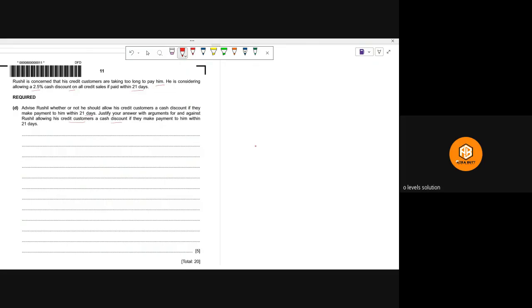So first of all, he should provide the cash discount, because then it will improve the cash flow to use within the business. Secondly, we can say that it may reduce the irrecoverable debts.